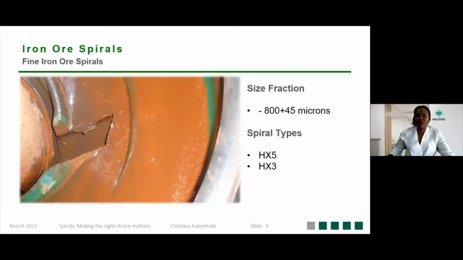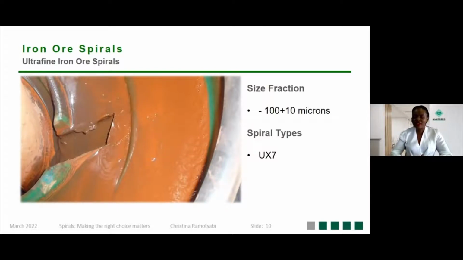For material that's a lot finer, with a top size of about 800 micron down to 45 micron, our preference is to utilize the HX5. The HX5 is a fine range spiral. Unlike the smaller diameter spirals, the HX5 and HX3 are large in diameter. The HX5 and HX3 have the same profile. The only difference is the number of turns. The HX5, like the number says, has 5 turns, whereas the HX3 has 3 turns. The HX5 is around 1 meter in diameter, and it can process up to 5 tons an hour per start.